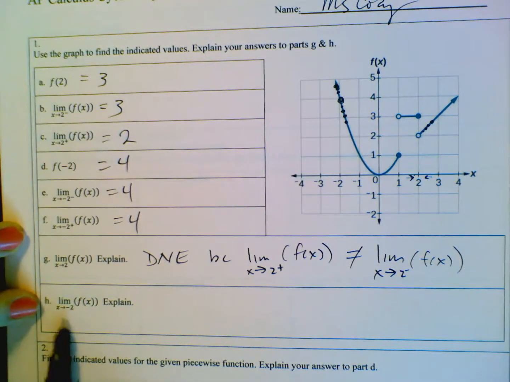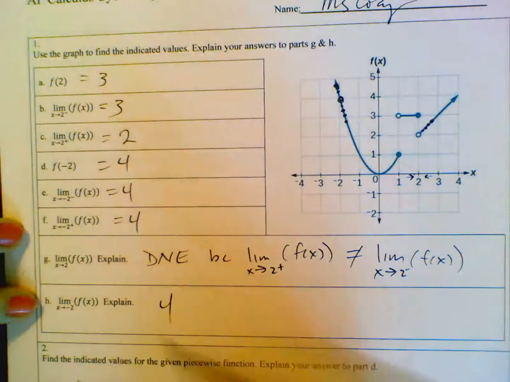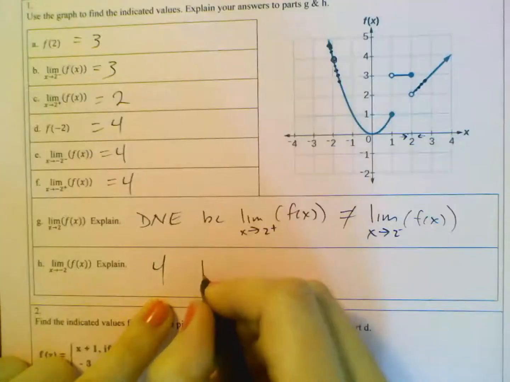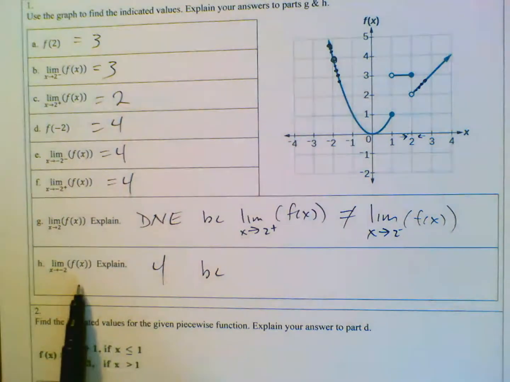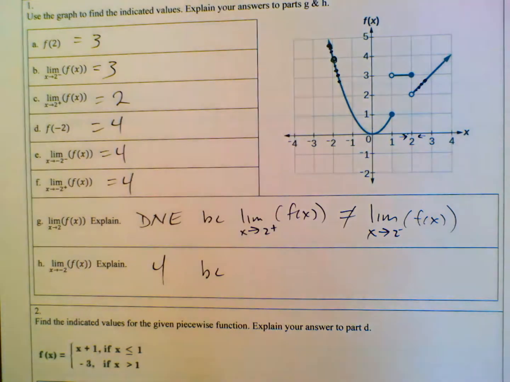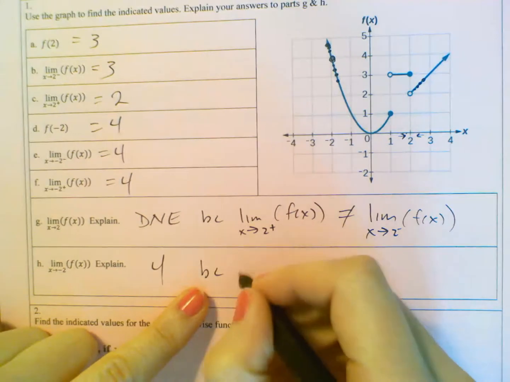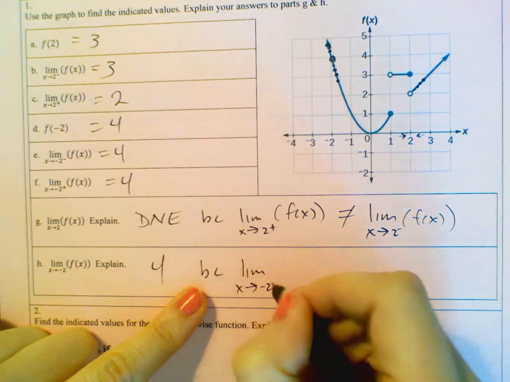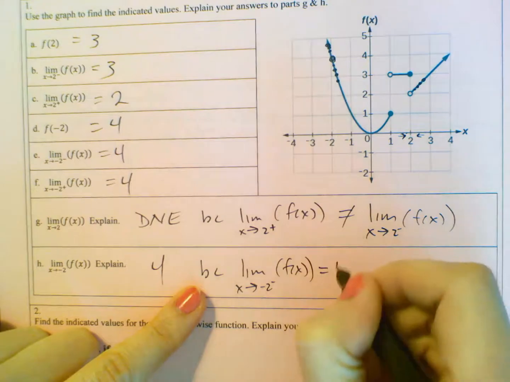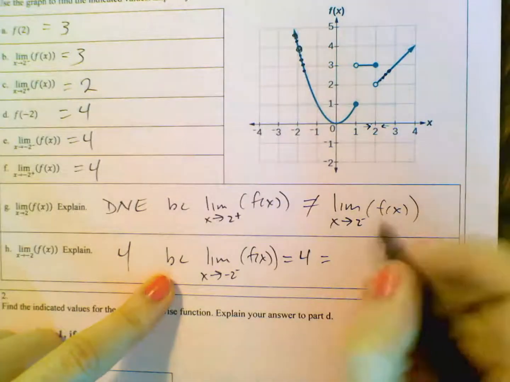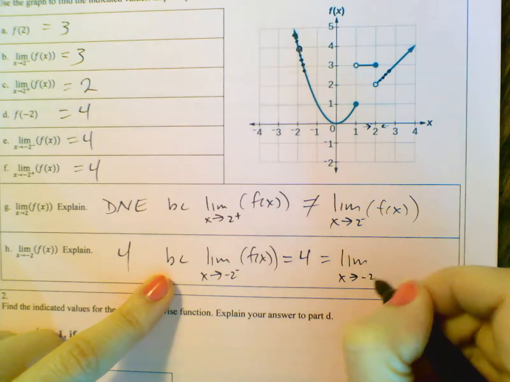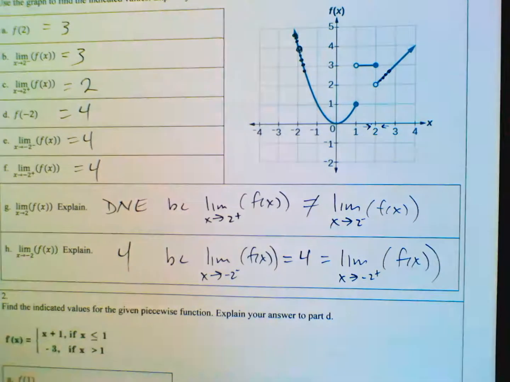Now, how about this one? This limit, as x approaches negative 2, what is it? It is equal to 4. And the reason why? This limit exists because these two limits equal each other, and they equal 4. So I'll say: because the limit as x approaches negative 2 from the left is equal to 4, which is also equal to the limit as x approaches negative 2 from the right.